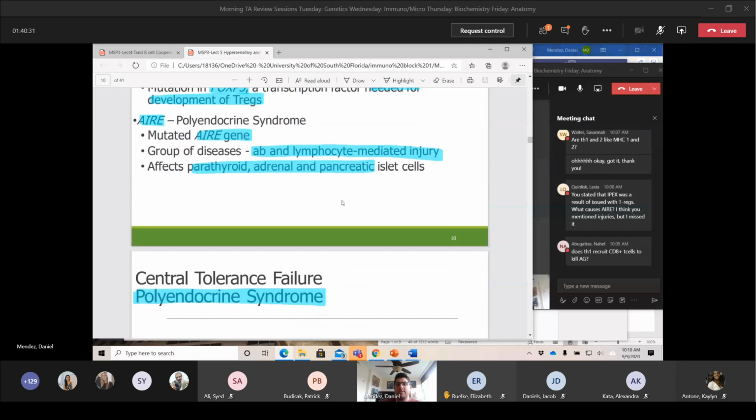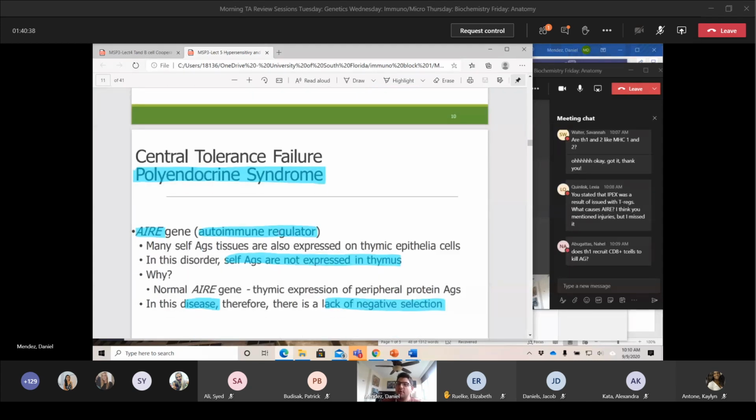And we have here either the pancreas, the parathyroid, or the adrenals. Now, the pancreatic islet cells, this can lead to type 1 diabetes.